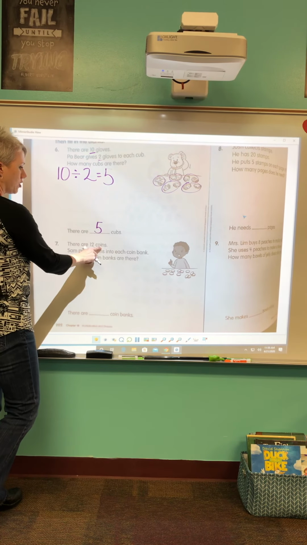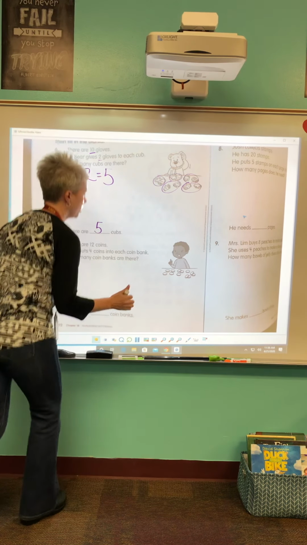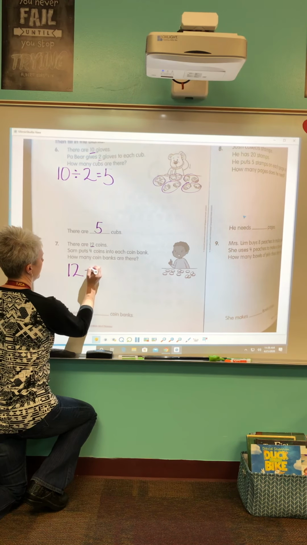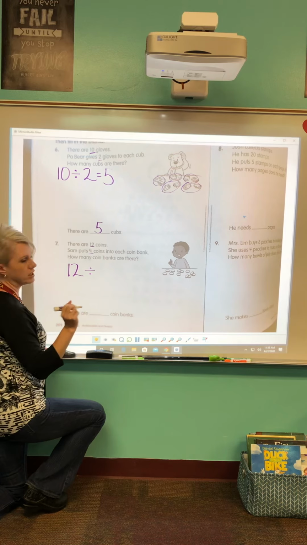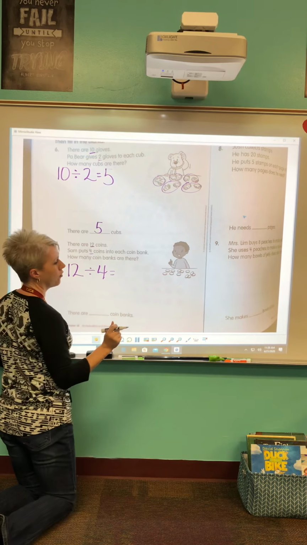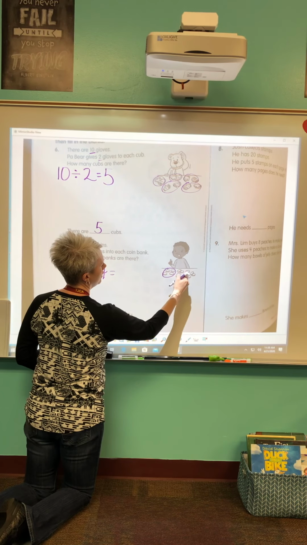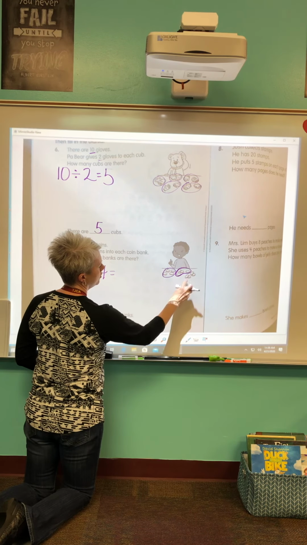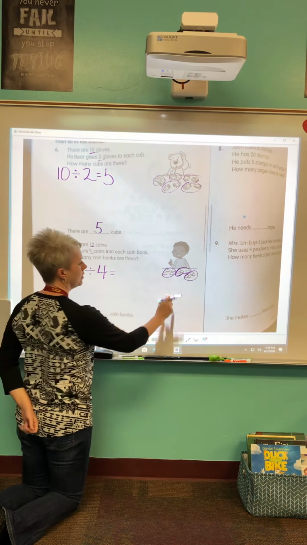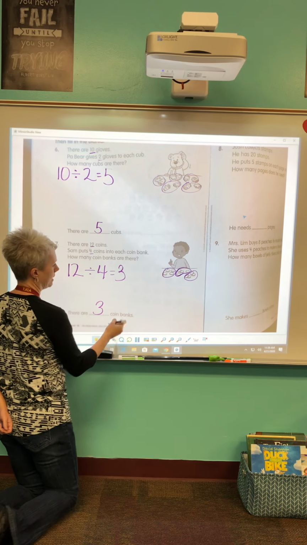There are 12 coins. These are our coins. Sam puts 4 coins into each coin bank. All right, we have 12. That's our whole. Divided by 4 coins go into each bank. Okay, so we're going to circle groups of 4. 1, 2, 3, 4. There's a group. 1, 2, 3, 4. There's a group. How many groups do I have? 1, 2, 3. There are 3 coin banks.